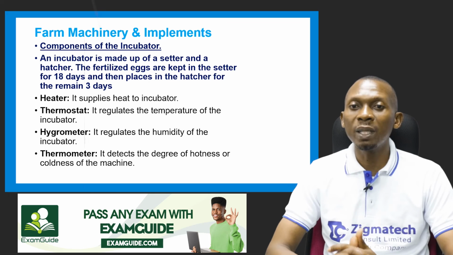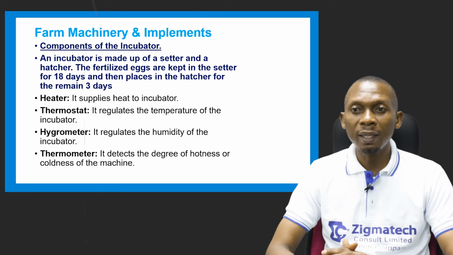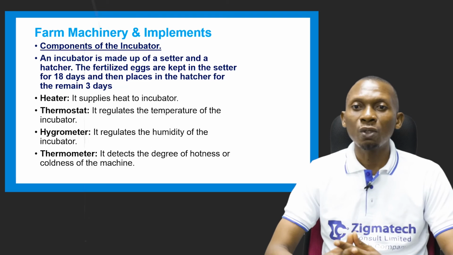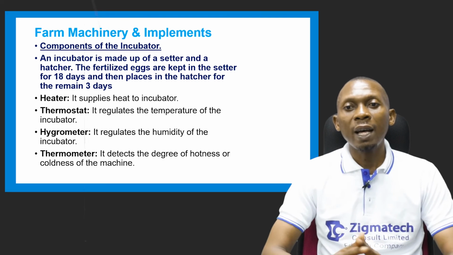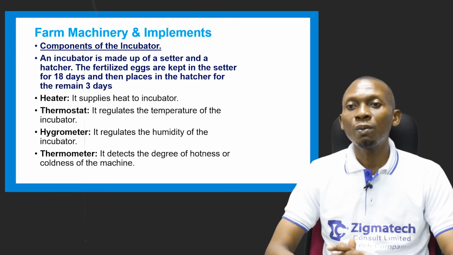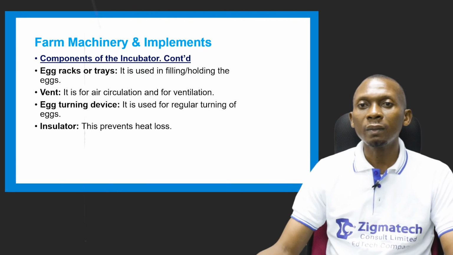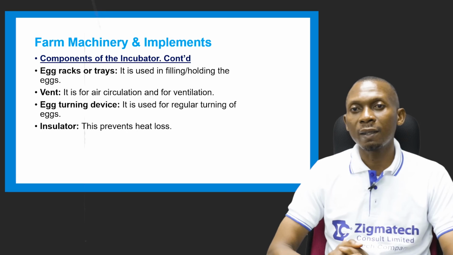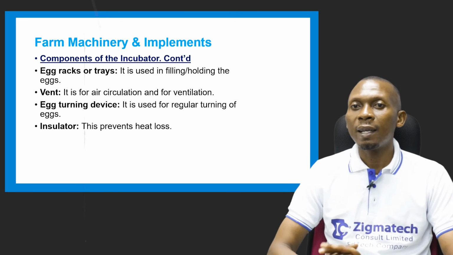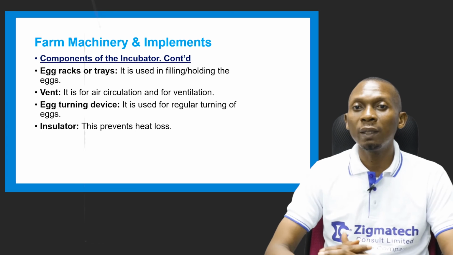This helps to regulate the humidity of the incubator. You're able to monitor the humidity so that the environment is not too dry or too moist. Then part of the components of the incubator is the thermometer. This helps to detect the degree of hotness or coldness of the machine. We have the egg racks or trays as another component of the incubator, and this is for holding the eggs.